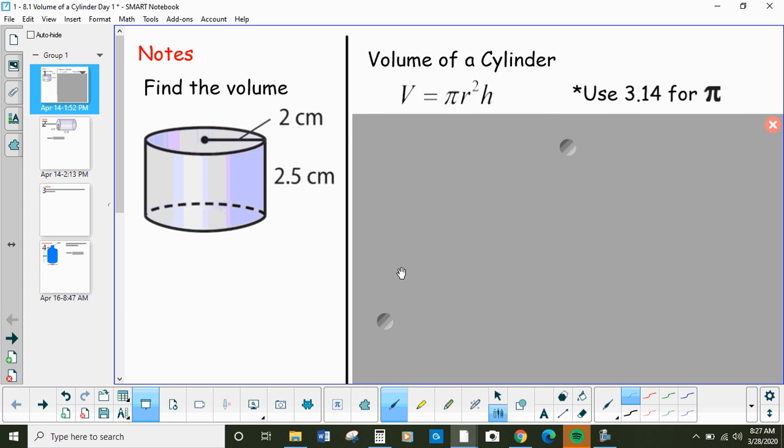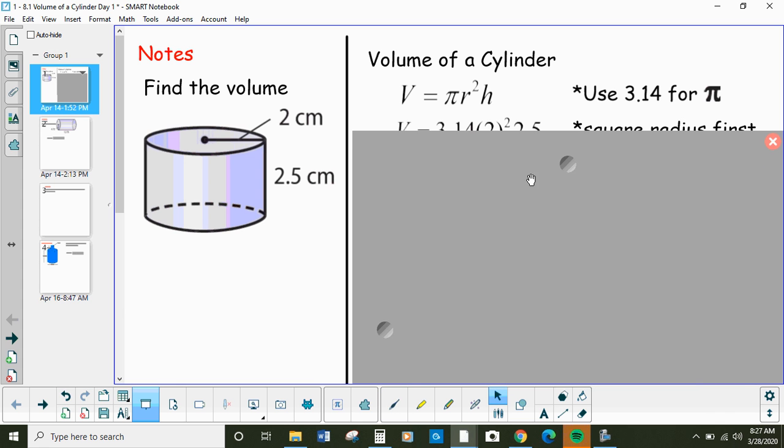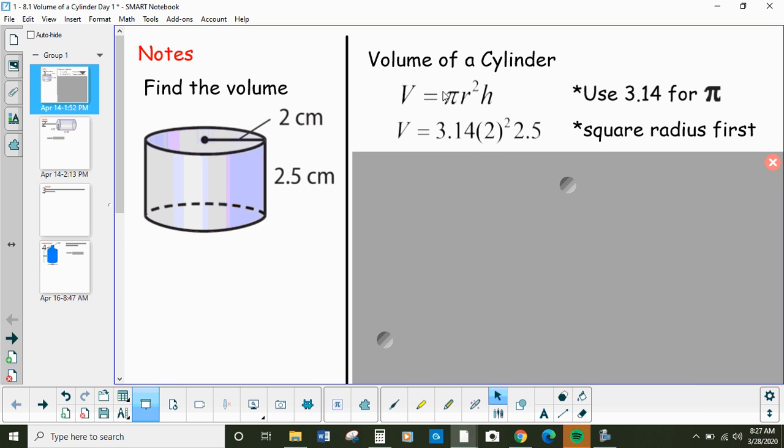Now I want you guys to take this formula and plug the numbers in. So we could always use 3.14 for pi, or some of you have a pi button on your calculator. You can use that as well. And it is okay if you guys are using calculators at this point. And then after you plug it in, we're going to grab our calculators and type this in.